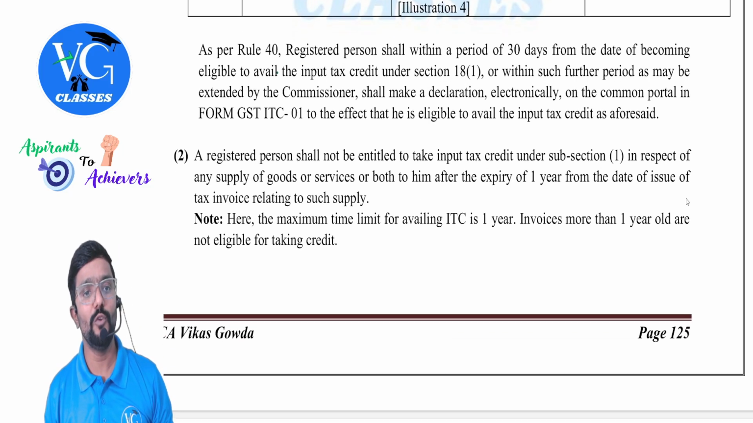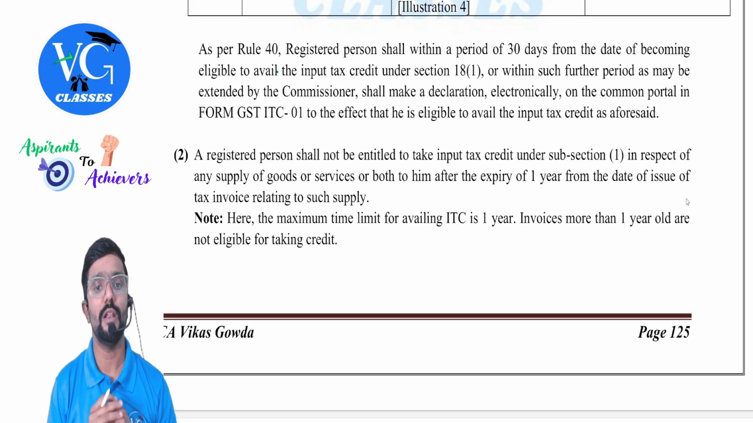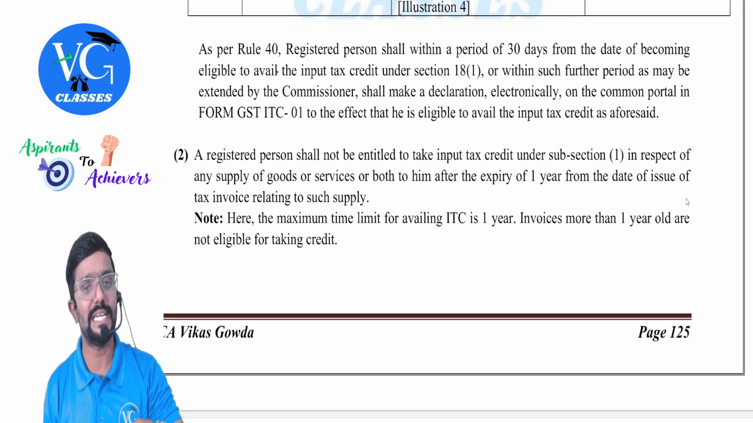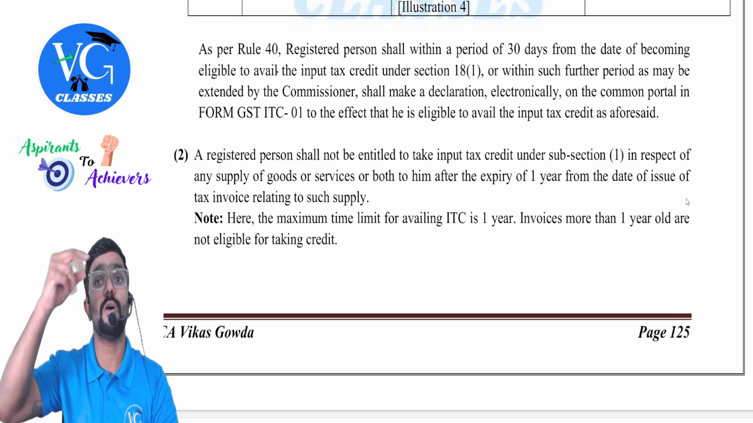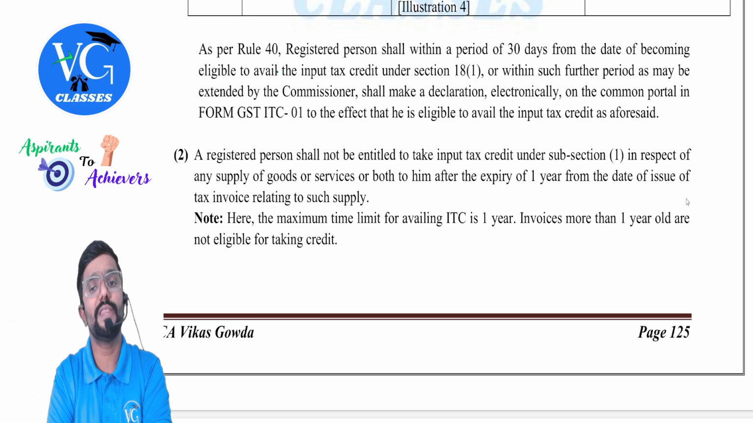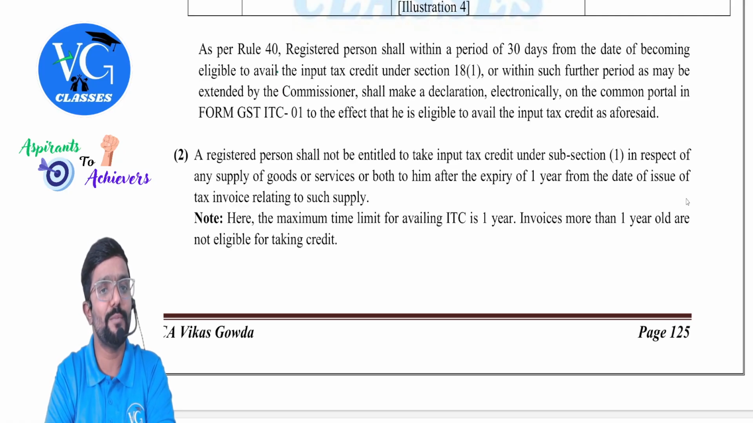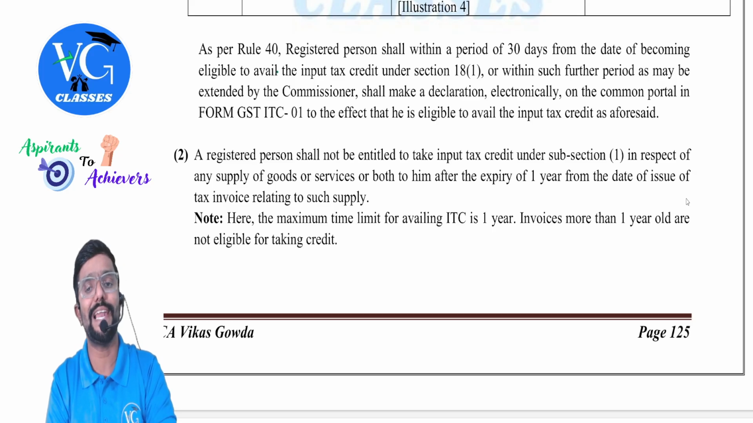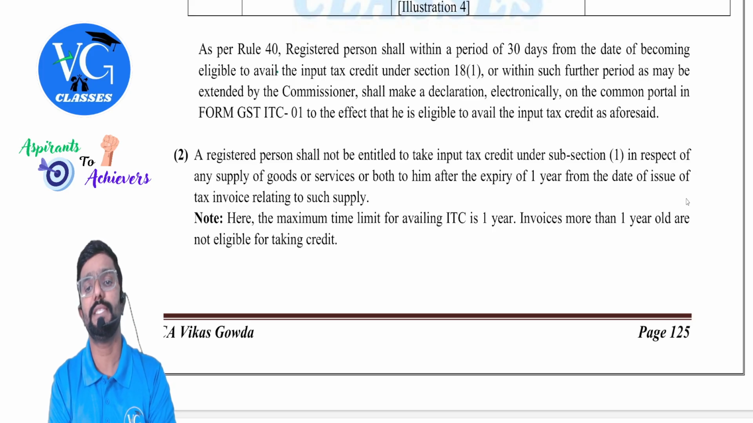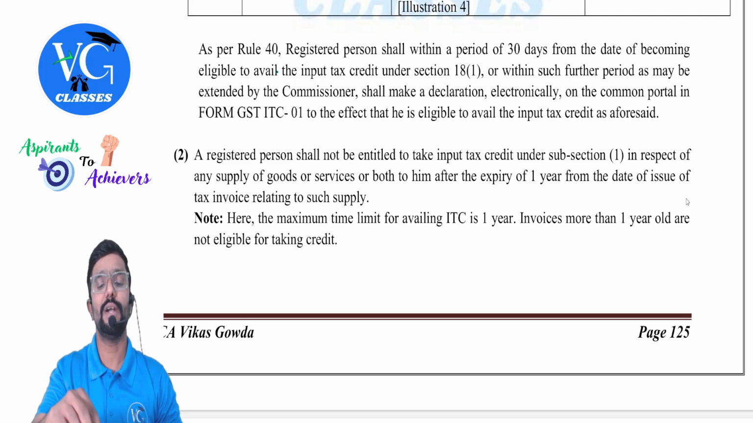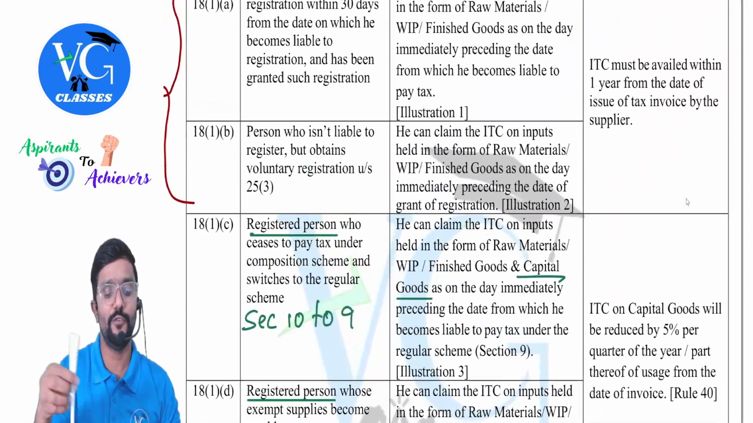Let me read it. As per Rule 40, a registered person shall, within a period of 30 days from the date of becoming eligible to avail the ITC, that is input tax credit, under section 18(1), which covers all the 4 special cases, or within such further period as may be extended by the commissioner, make a declaration electronically on the common portal in form GST ITC-01 to the effect that he is eligible to avail the ITC as aforesaid. Means, this is a common rule for all 4.